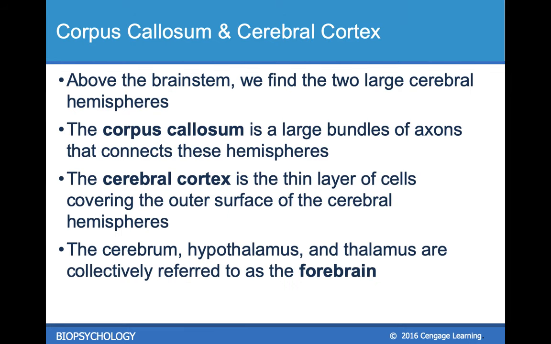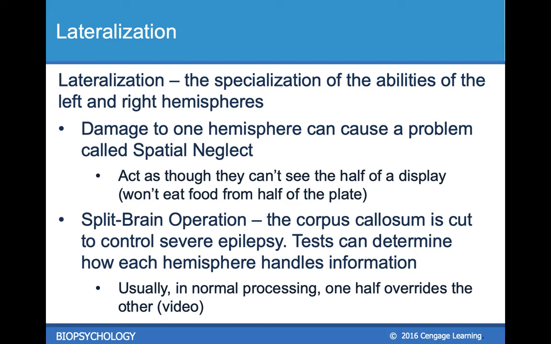And then the cerebrum, hypothalamus, and thalamus are all collectively referred to as our forebrain. So the forebrain means the top, the front stuff that we're going to be talking about. And our brain is organized laterally. Lateralization is the specialization of abilities for our left and our right hemispheres. The left hemisphere of our brain does a little bit different tasks and skills than our right hemisphere.